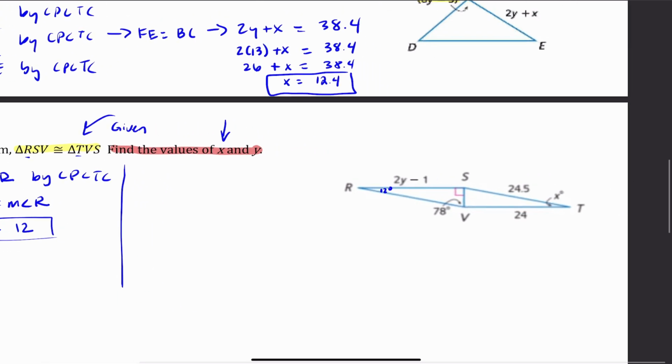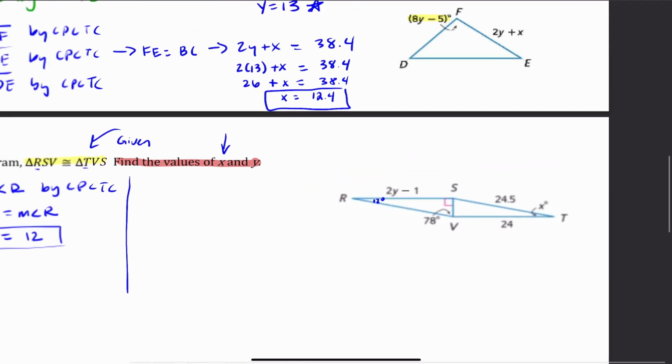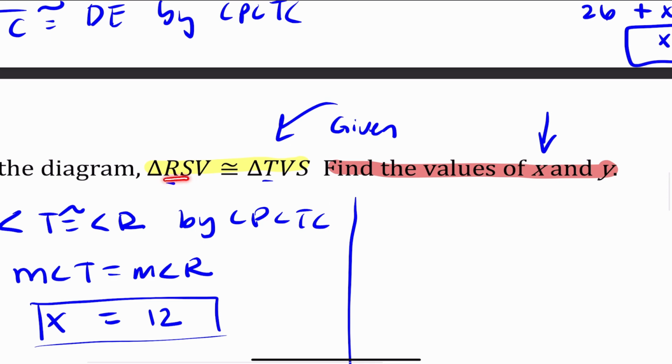Let's go ahead and figure out what y is. So there's 2y minus 1, and it's part of RS. I'm going to take a look. Here's R, and here's S. So these are the first two letters, right? So by CPCTC, if I'm comparing this triangle to this triangle, since RS is the first two letters, then TV has to be congruent to RS because it's the first two letters for this triangle.